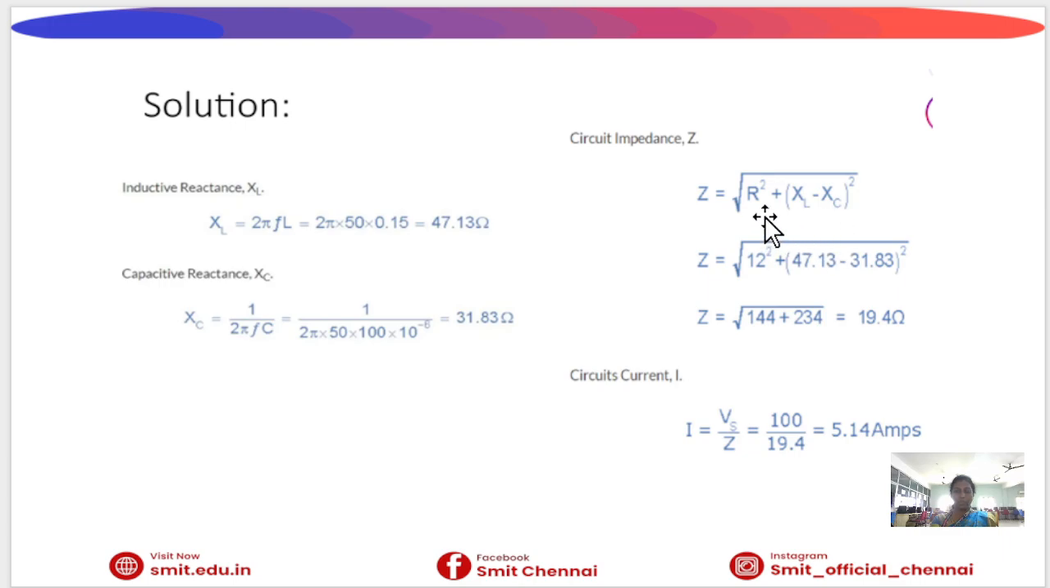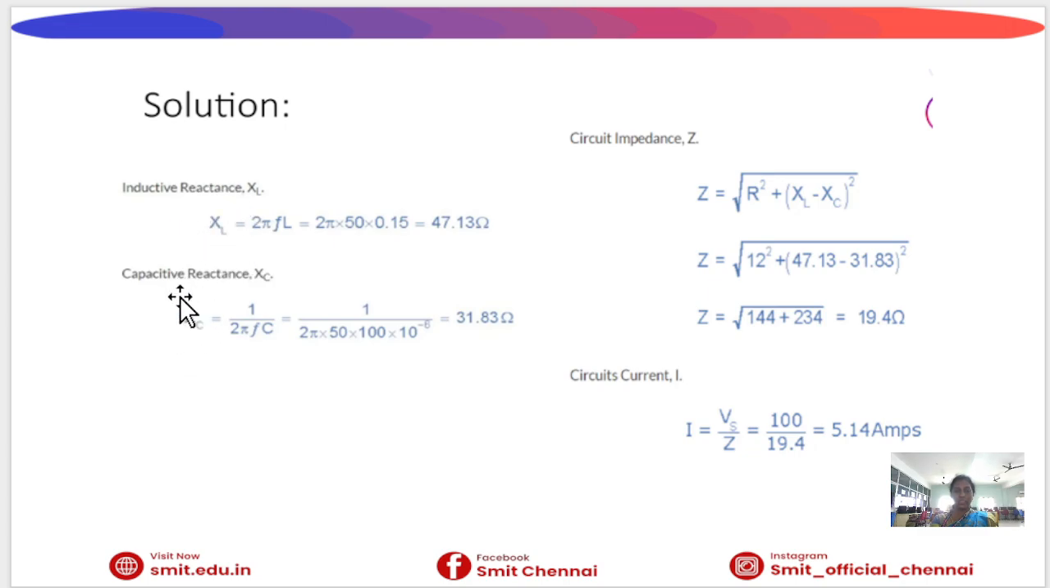We have the value of R. We have to find the value of XL and the value of XC. The formula for XL is 2 pi FL, where F is the frequency, which is already given. So 2 into 3.14 into 50 into the inductor value 0.15. We multiply this and get the value of XL.